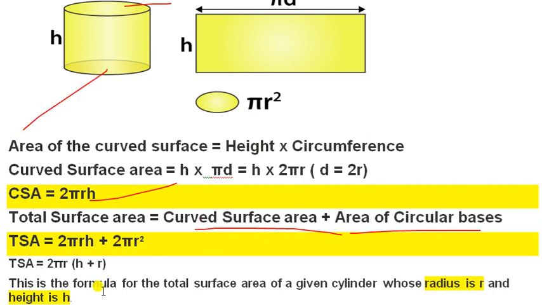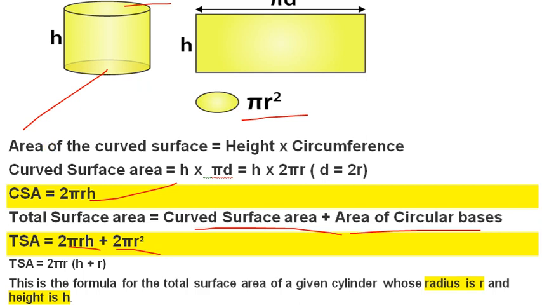So curved surface area is 2 pi rh, and for the area of circular base, how many circular bases are here? Two, so 2 pi r square: this pi r square and another pi r square. So total surface area is 2 pi rh plus 2 pi r square. Is that clear? This is curved surface area plus area of circular bases.